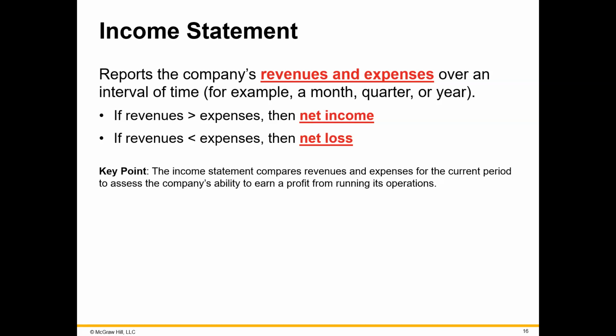So what is this really telling you? Well, it's just saying how well are they using the revenues that they're generating against the expenses that it's costing them to operate this company to generate a profit for us. Is this company profitable? Is it running efficiently? Okay, and it looks at the entire time period.